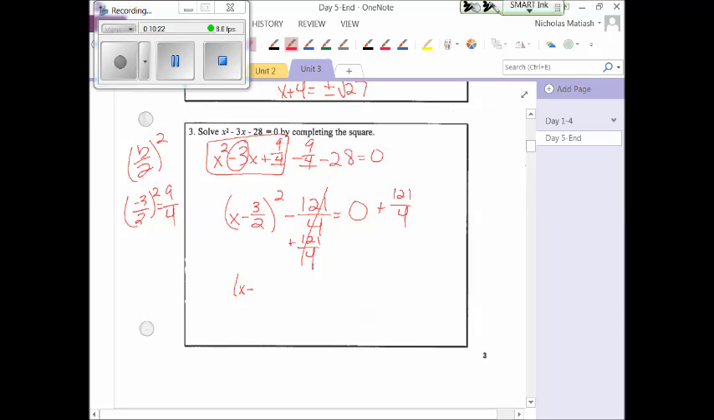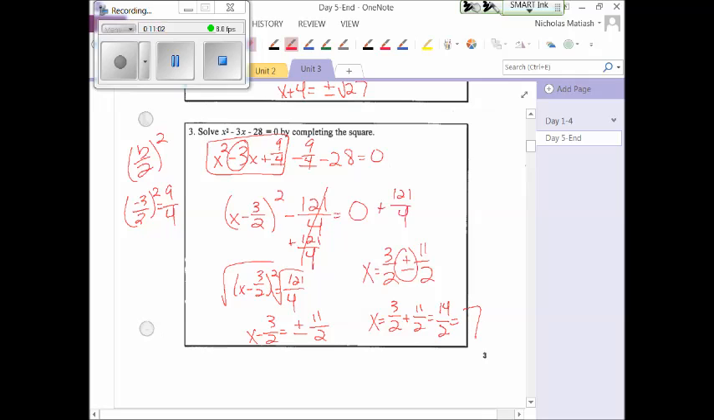That's going to leave us with x minus 3 over 2 squared is equal to 121 over 4. Take the square root of both sides. Notice that 121 and 4 are both perfect squares. So this is going to end up being x minus 3 over 2 equals, plus minus still, 11 over 2. If I add, to finish the problem, the 3 over 2, now plus minus 11 over 2. Remember, the plus minus really does give you two separate answers. So if you do x equals 3 over 2 plus 11 over 2, that's 14 over 2, which is 7.